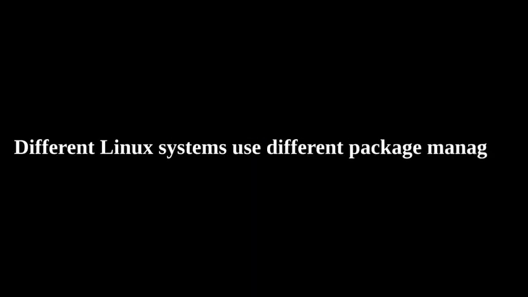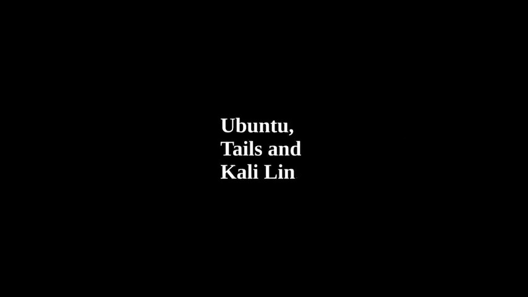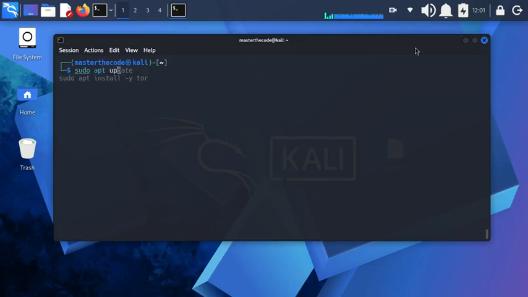Section 7. Package management. Different Linux systems use different package managers. On Ubuntu and Debian systems like Ubuntu, Tails, and Kali Linux, the advanced package tool, apt package manager, is used for installations and package management. For example, sudo apt update, sudo apt upgrade.